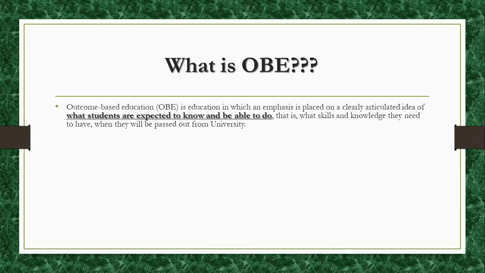Outcome-based education, OBE, is education in which an emphasis is placed on a clearly articulated idea of what students are expected to know and be able to do. That is, what skills and knowledge they need to have when they pass out from the university. Right? This whole definition, what students are expected to know and be able to do, is future oriented learning. You have to go beyond the conventional concepts of traditional learning, traditional teaching as well.